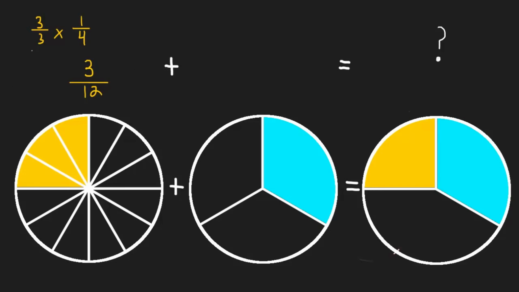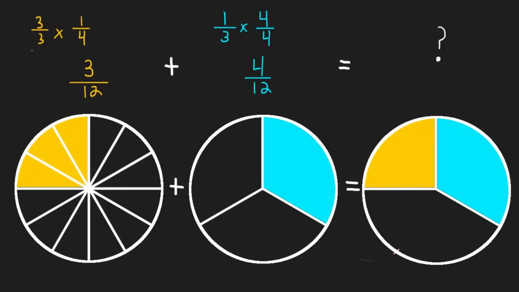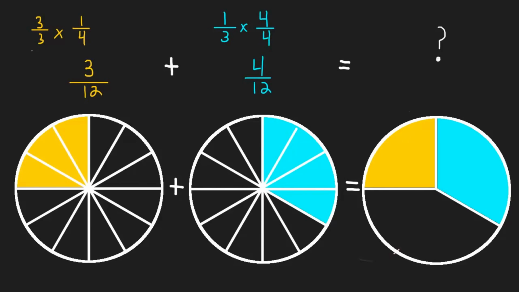Okay, same thing for 1/3. I want to do something similar. What I want to do is 1/3 times 4 over 4. And now we have 4 times 1, that's 4, and 3 times 4, that's 12. And you can see that 4/12 is the same as 1/3. Let me show you. Here, now we have 4 of the 12 pieces, but that's the same amount as 1/3. They're smaller pieces, but we have more of them.